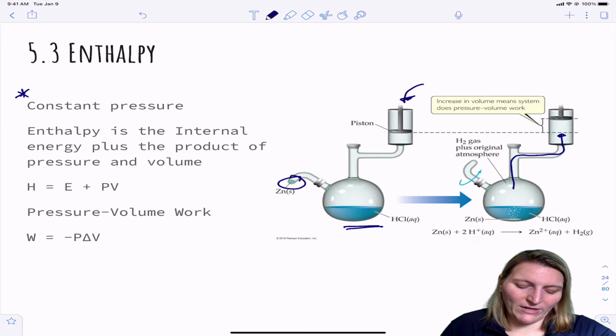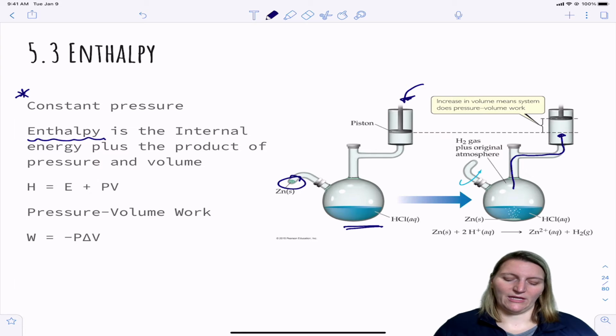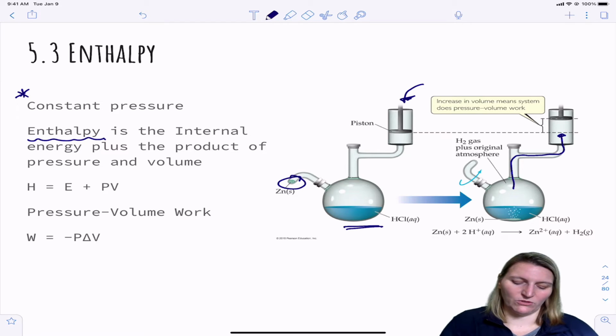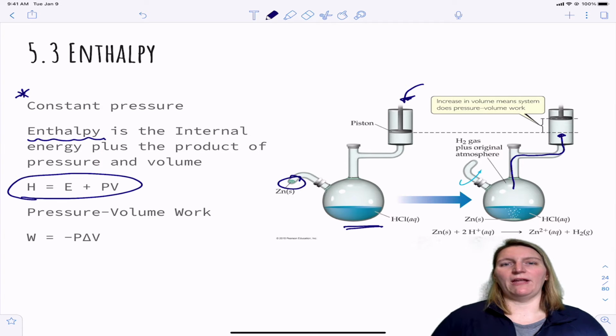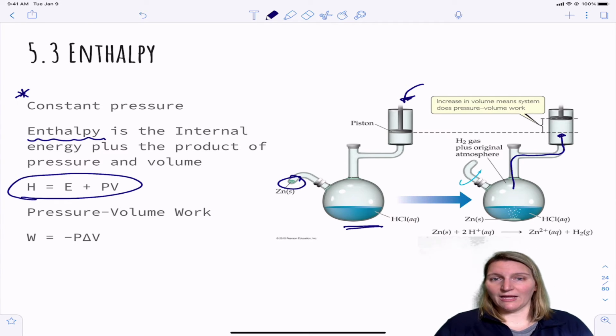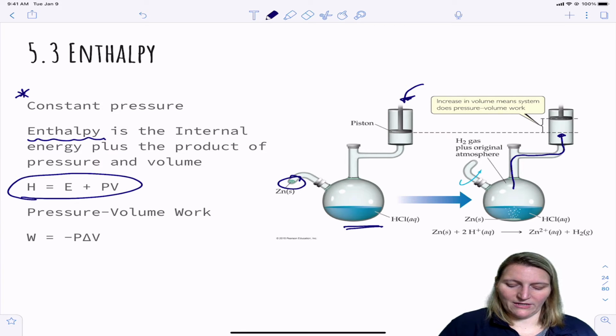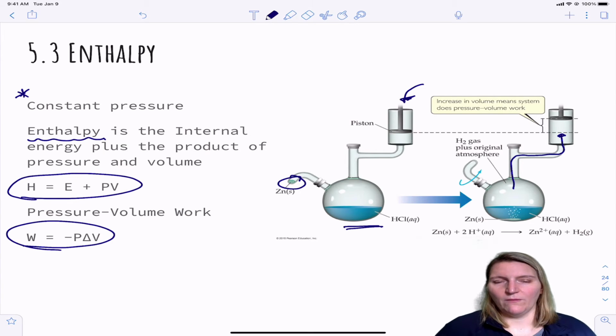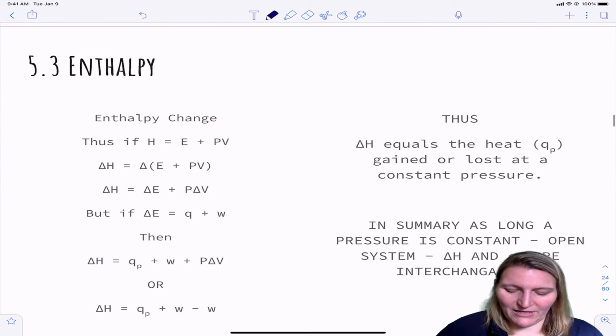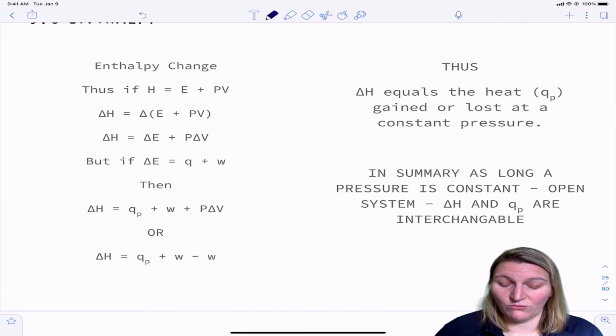So what is the definition of enthalpy? Enthalpy is internal energy, the E that we've been talking about for a few sections, plus the product of pressure and volume. So here's the formula: enthalpy is equal to energy plus pressure times volume. And what the heck is pressure times volume? Well, that's work. Pressure times a change in volume means that work is being done by the system, which is why it's negative there. Again, this is going to be a little derivation that you do not need to know. Just listen and see if you can follow along.